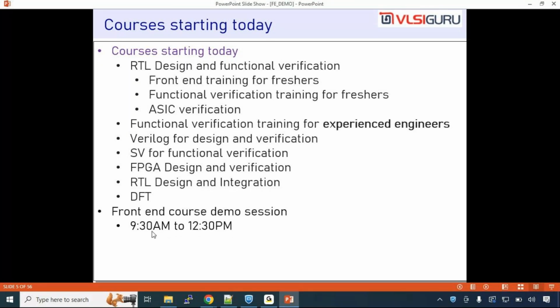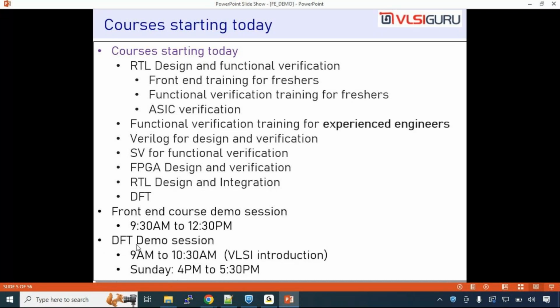This demo session is from 9:30 to 12:30. And those who are interested in the DFT demo session, it will be from 4 p.m. to 5:30 p.m. on Sunday. That is tomorrow. It will be from 4 p.m. Our admin will send you the details regarding the demo session also.